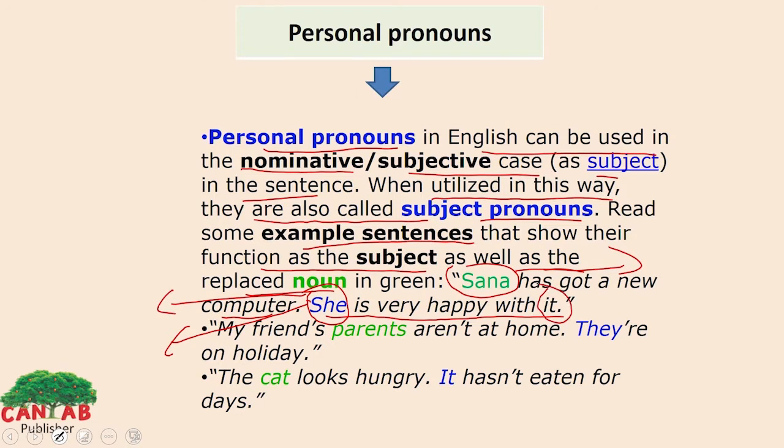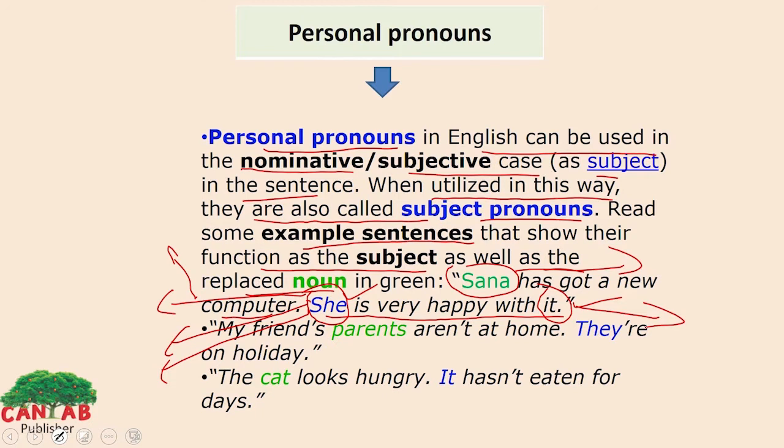She is very happy with it. Here the it is the object, and it is for the computer. It refers to the computer. For Sana we have she, and for computer we have it. So for both, Sana and the computer, we have pronouns. And here she is the doer of the action and it is the object on which the action is done.